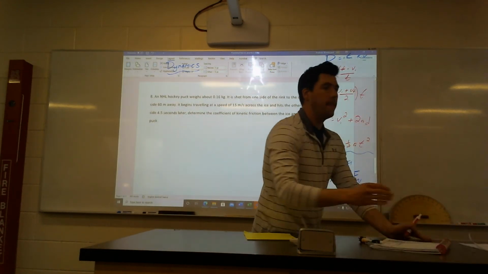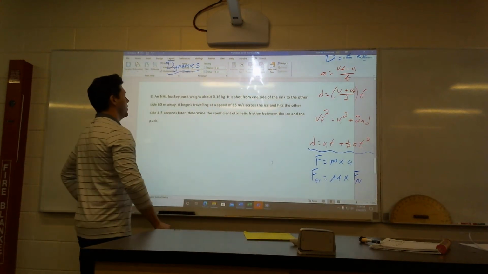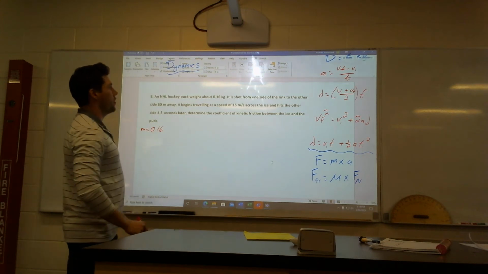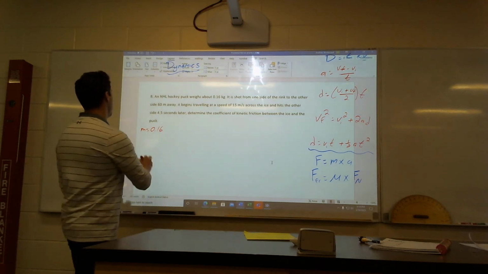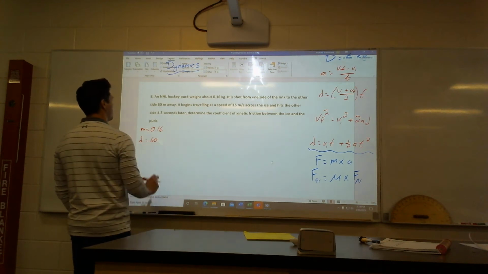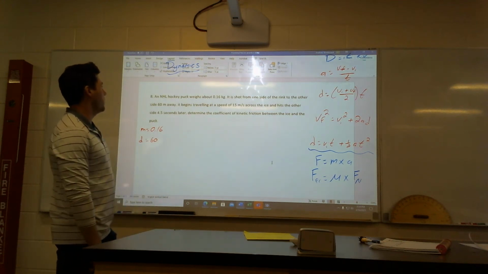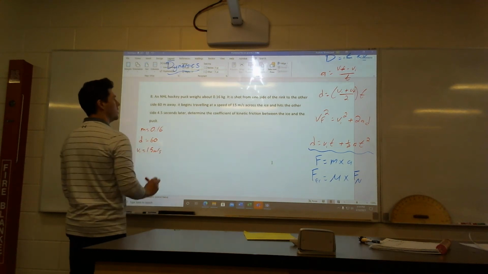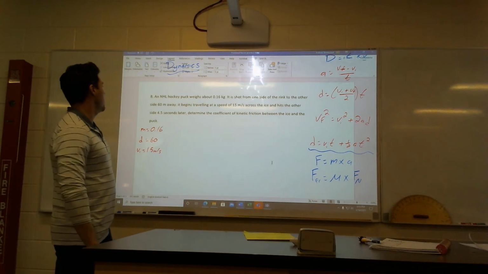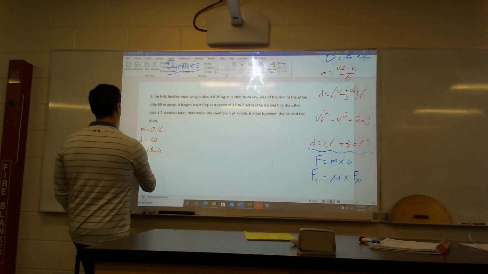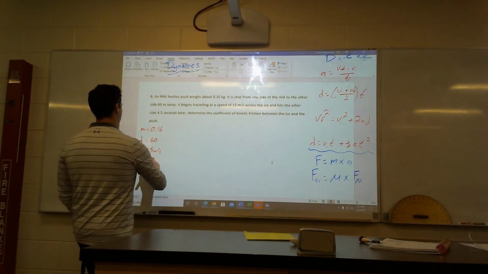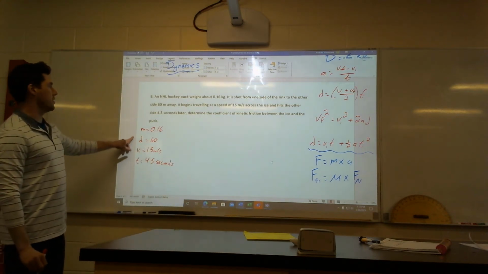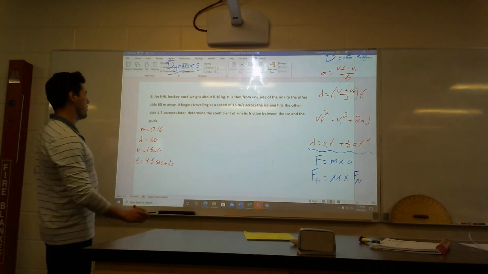It says an NHL hockey puck has a mass of 0.16. It is shot from one side of the rink to the other side, 60 meters away. Distance equals 60 meters. It begins traveling at 15 meters per second, so VI is 15 meters per second, across the ice and hits the other side 4.6 seconds later. So I have a time of 4.6 seconds. Seems like I have a lot of kinematics things here. Okay? Determine the coefficient of friction.